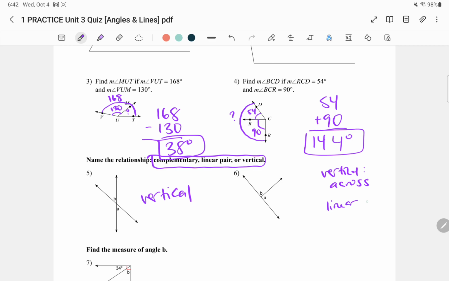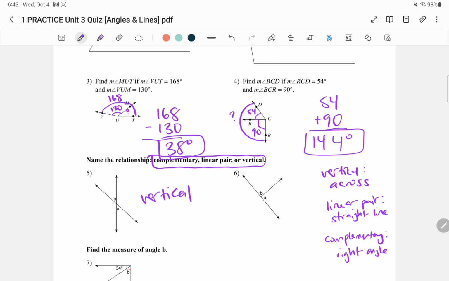Linear pair is forming a straight line. And complementary is forming a right angle.